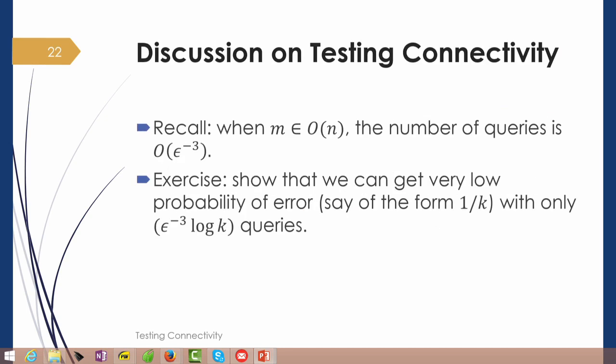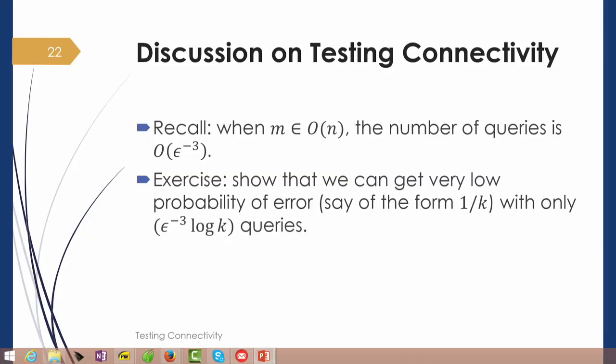So before we conclude, let's have a quick discussion on what we have studied so far. Just to remind you, when m is O of n, the number of queries is only O of epsilon to the minus 3, and if epsilon is also fixed, we are talking about a constant number of queries. And with this constant number of queries, we are able to, with reasonable probability, detect whether the graph is connected or epsilon far from being connected.